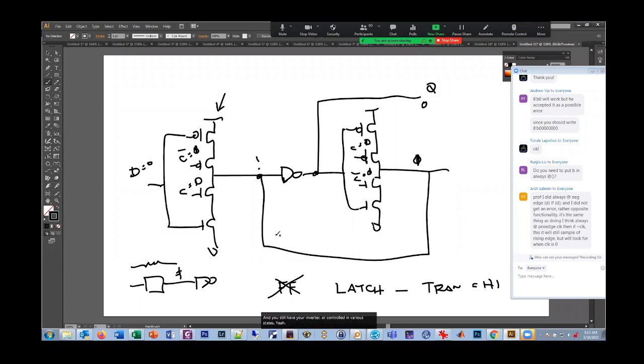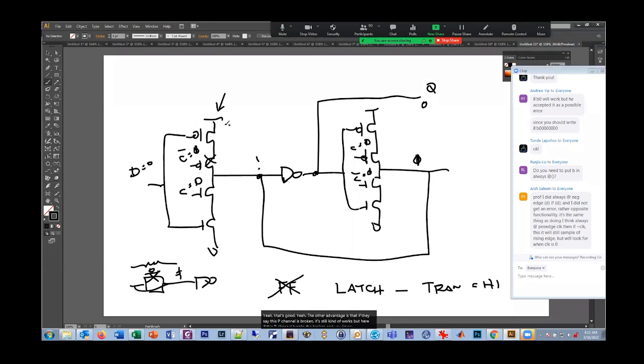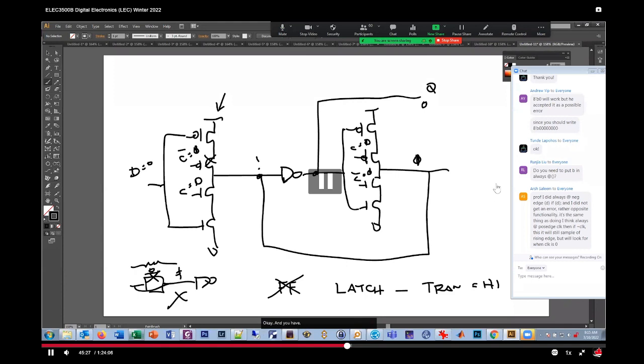Yeah, that's good. The other advantage is that if, say, this P channel was broken, it still kind of works. But here, if this P channel breaks, it's completely broken and you can't use it. It'll never be able to pull high. It fully breaks when one of the transistors breaks. This one only partially breaks, and that's a bad situation. It's effectively functioning, but not so great, so it's not easy for testing.